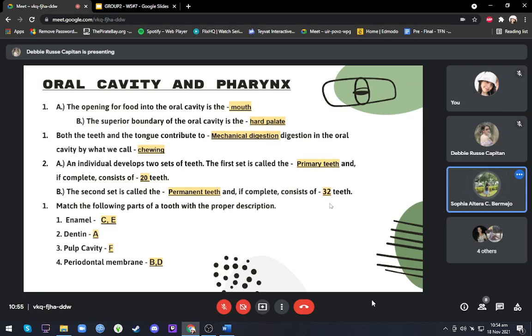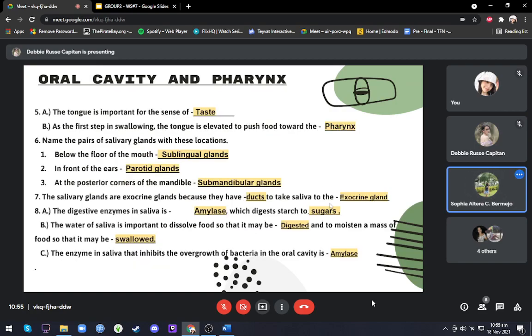So moving on to the next slide. Number 5, the tongue is important for the sense of taste. B, as the first step in swallowing, the tongue is developed to push food towards the pharynx. Number 6, name the pairs of salivary glands with these locations.